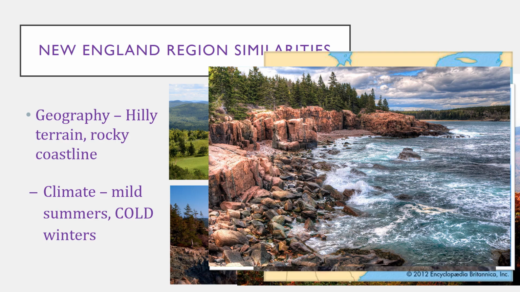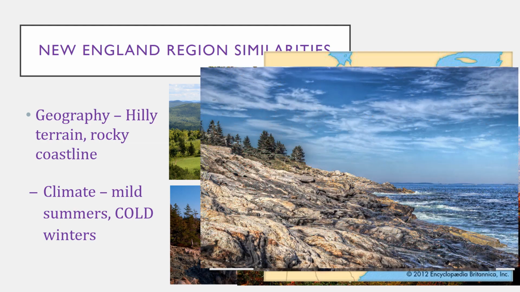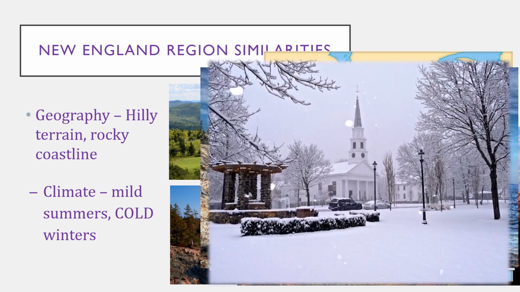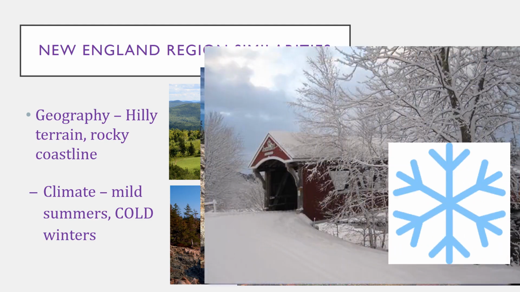Another similarity that the New England colonies share is their climate with mild summers, meaning not too hot, not too humid, but very cold winters. Draw a picture of a cold winter near your notes on climate. Perhaps a few snowflakes will do the trick.